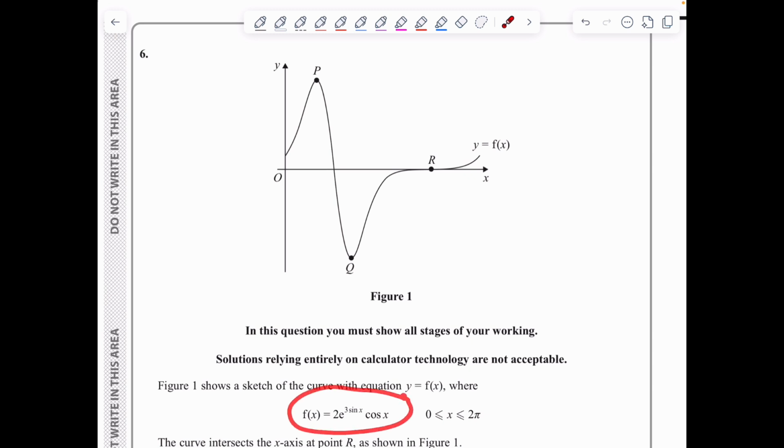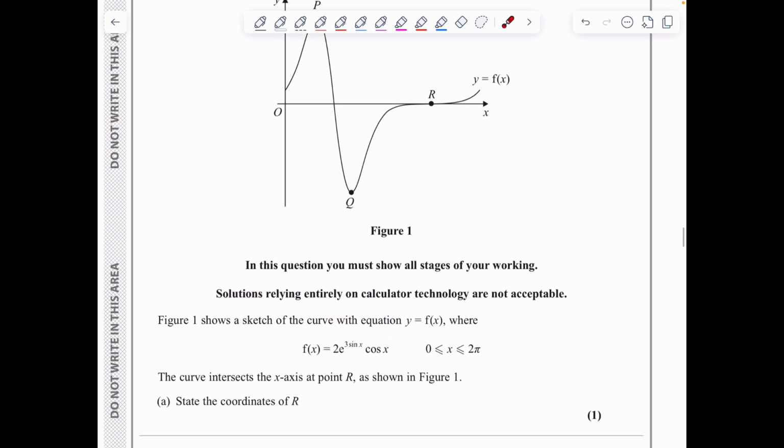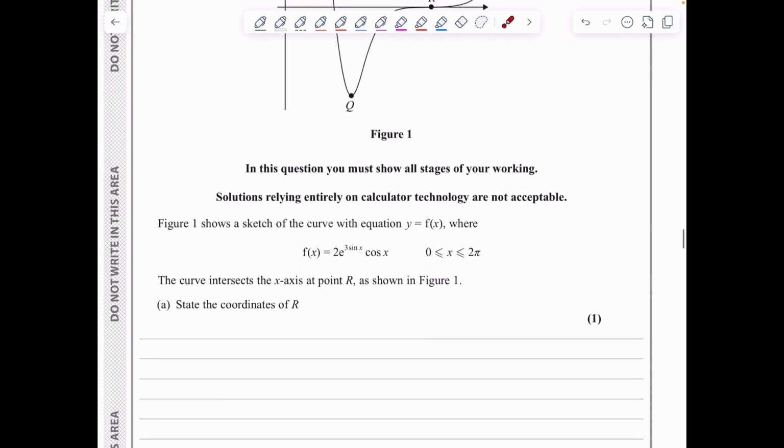In question 6, we've got a sketch of the curve with equation f of x is 2e to the 3 sine x cos x, and we are told that we are intersecting the x-axis at point R shown here, and we need to state the coordinates of R. Well, let's first notice that R is the second cut on the x-axis. There is another cut here. We know that if we are cutting the x-axis, this means that y is 0. So at R, y is 0.